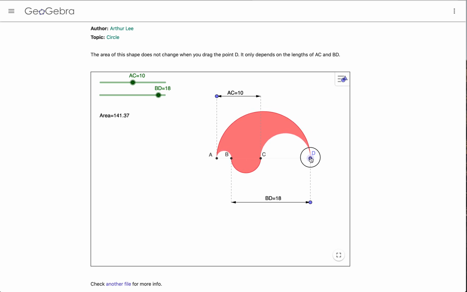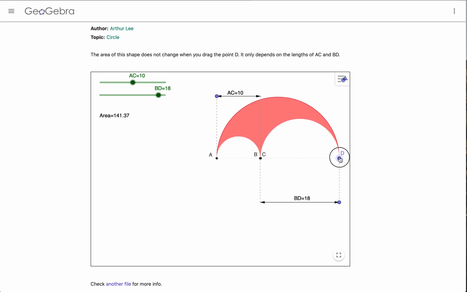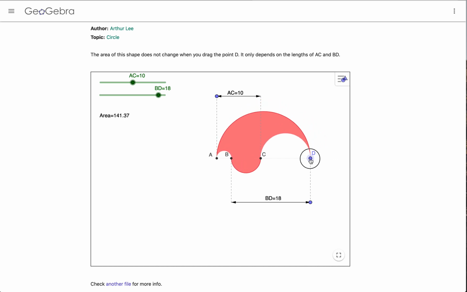For example, if I put it closer together, then you can see that it is the same information. AC is 10 and BD is 18. But now BC is longer. Or you can make BC shorter, or even become zero in an extreme case like this. So does it mean that no matter how I move this point D left or right, the figure will have the same area? So that is the basic question perhaps you have to answer.